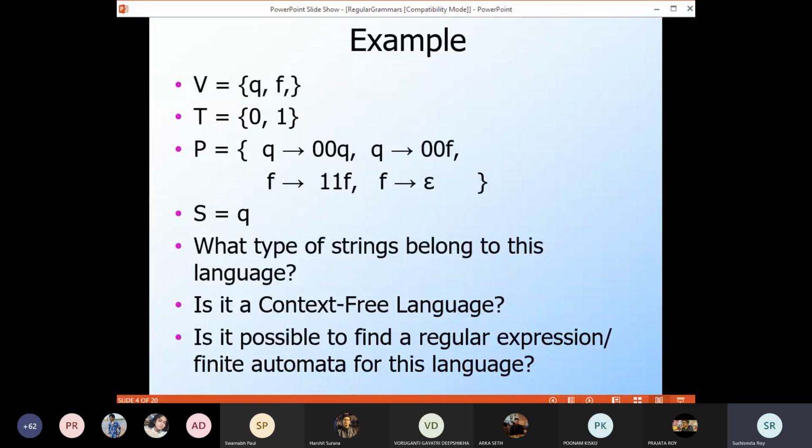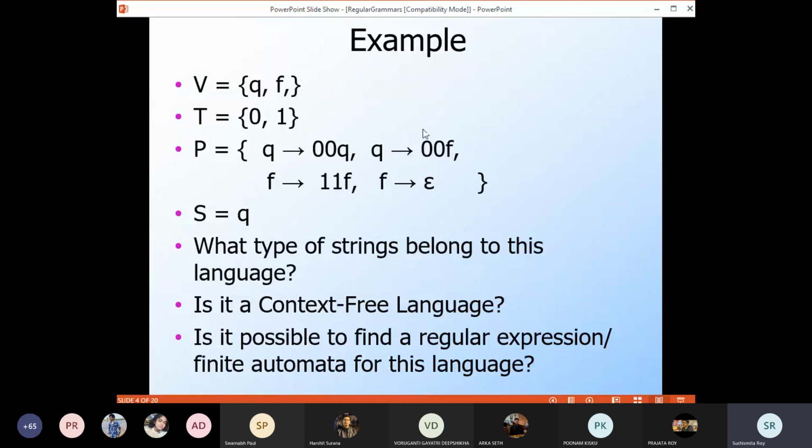Now let's take an example. V, T, P, S we define as Q, F. We require two variables, possibly we could use more. Terminal symbols are 0 and 1, we are just keeping it simple. The production rules are: Q is the start symbol. Q rewrites to either 00Q or 00F. Q and F are the two variables. F will rewrite to 11F or to epsilon, which is the empty string.